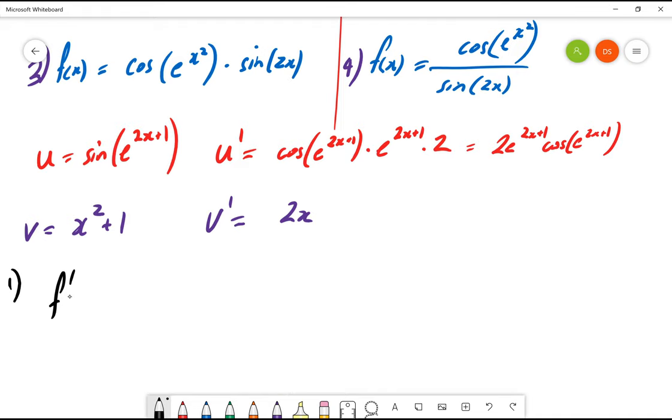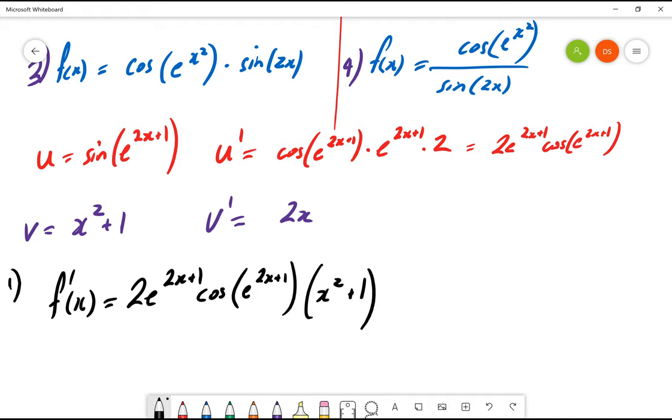f dash of x is the product rule, so differentiate the first, so that's u dash, which is this thing here. Yes, it looks horrifying. And up until this week, you would never imagine that this is something you would spend your time doing. Differentiate the first, then write the second. And I like to make the outside brackets kind of stand out sometimes. Okay, differentiate the first, write the second. Plus, write this, differentiate the second, and then write the first. Sine of e to the 2x plus 1.